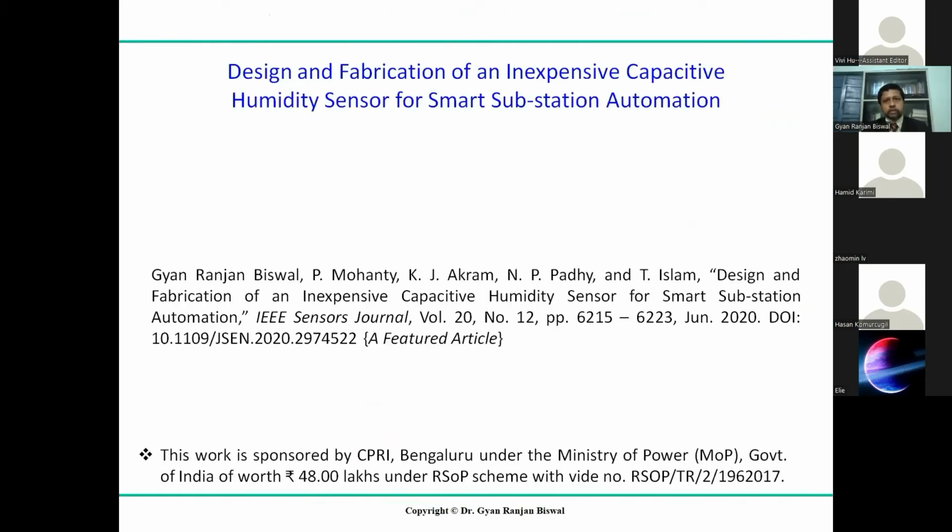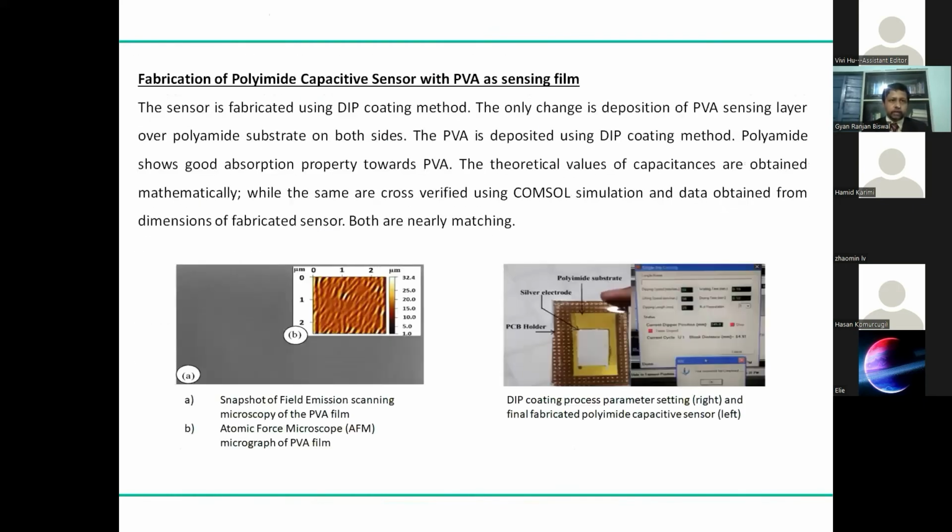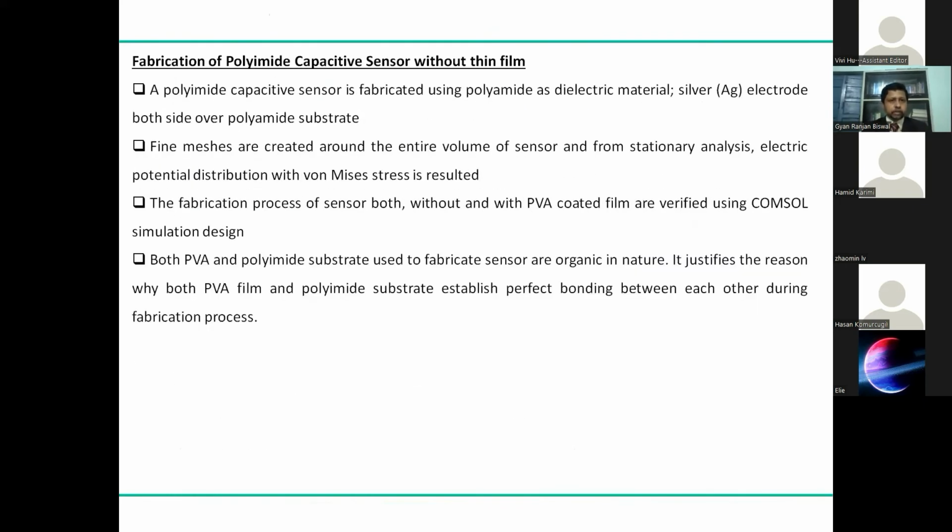One more sensor we have developed is a capacitive humidity sensor for the detection of humidity on the percentage RH scale. So both domains have been provided. We basically use the polyimide capacitive sensor with polyimide as a substrate. Because both are organic in nature, the bonding between them is quite good.